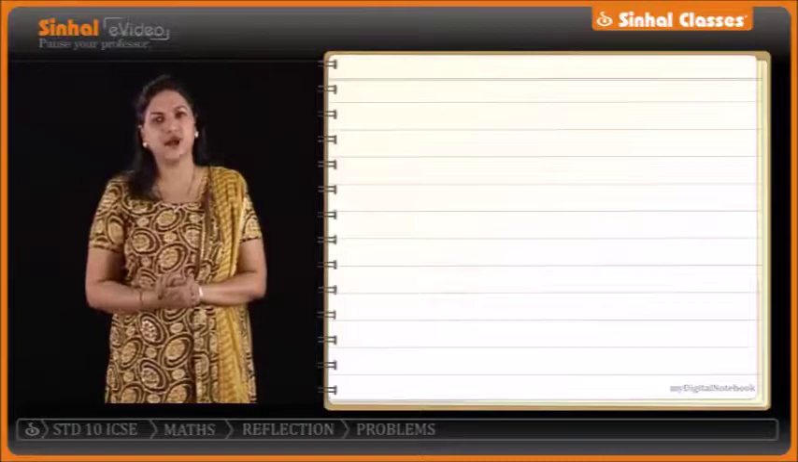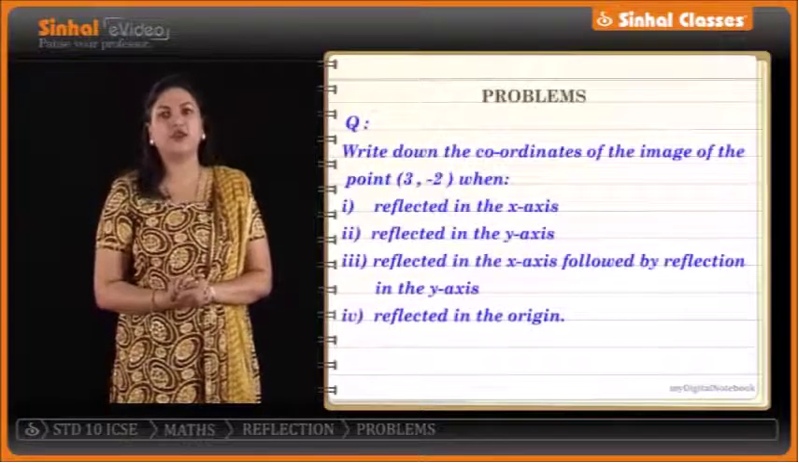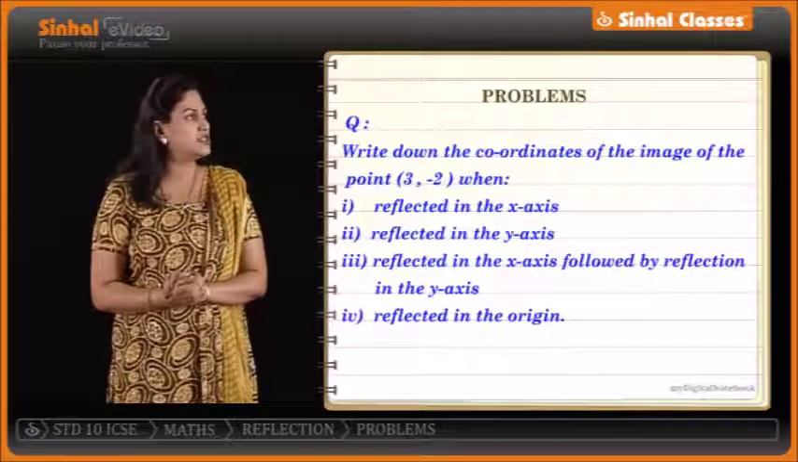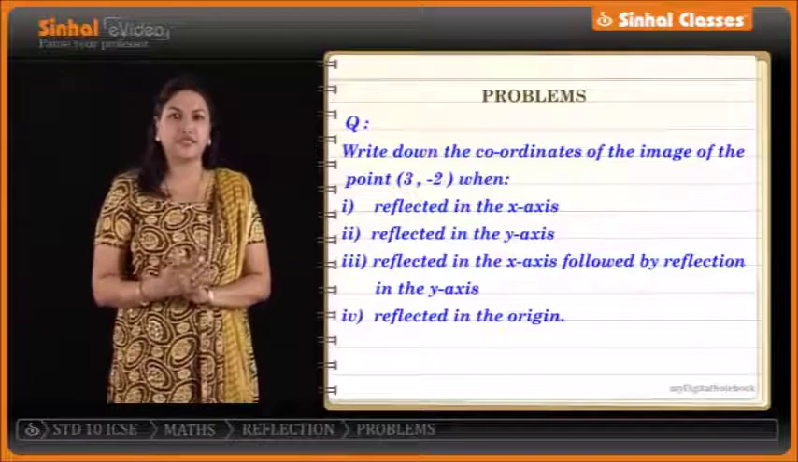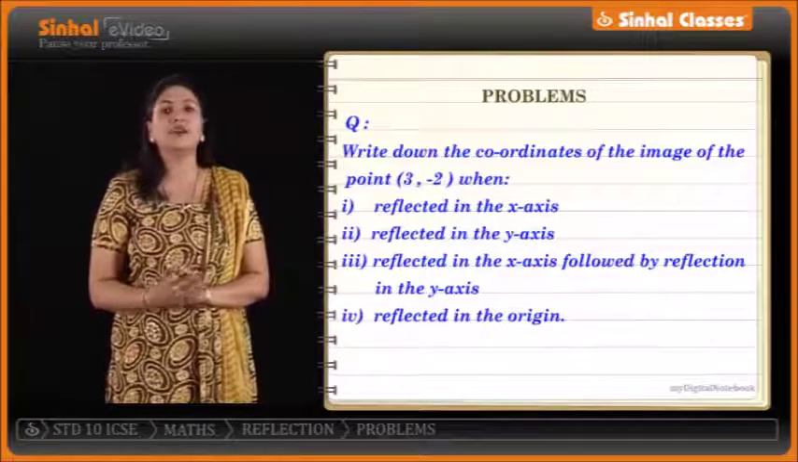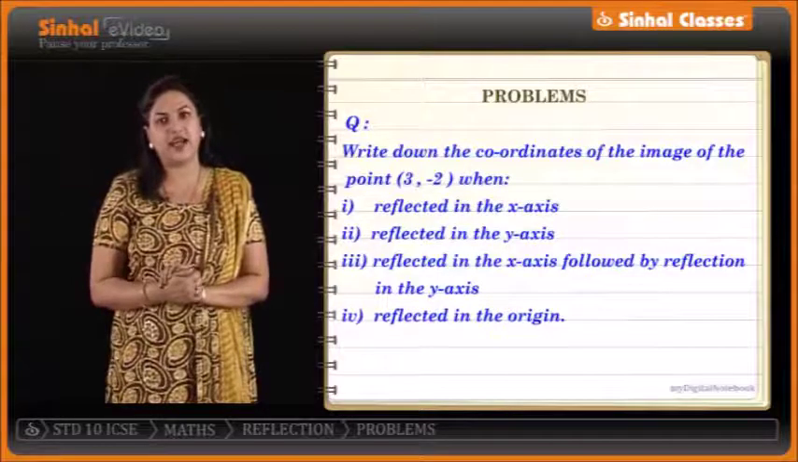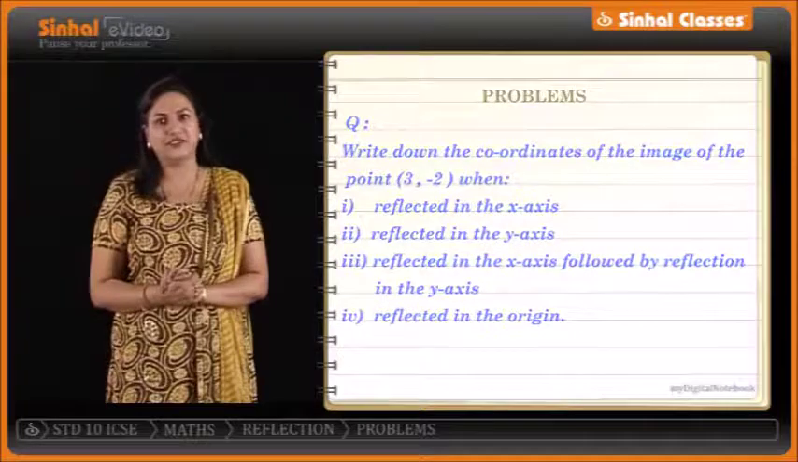We take the first one, which is quite simple. Write down the coordinates of the image of the point 3, minus 2 when reflected in the x-axis, reflected in the y-axis, reflected in the x-axis and then reflected in the y-axis, and also when reflected in the origin.